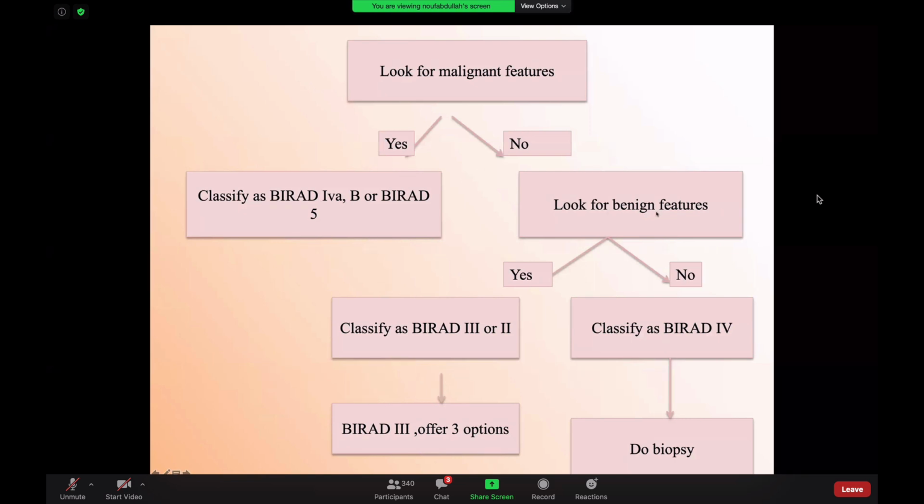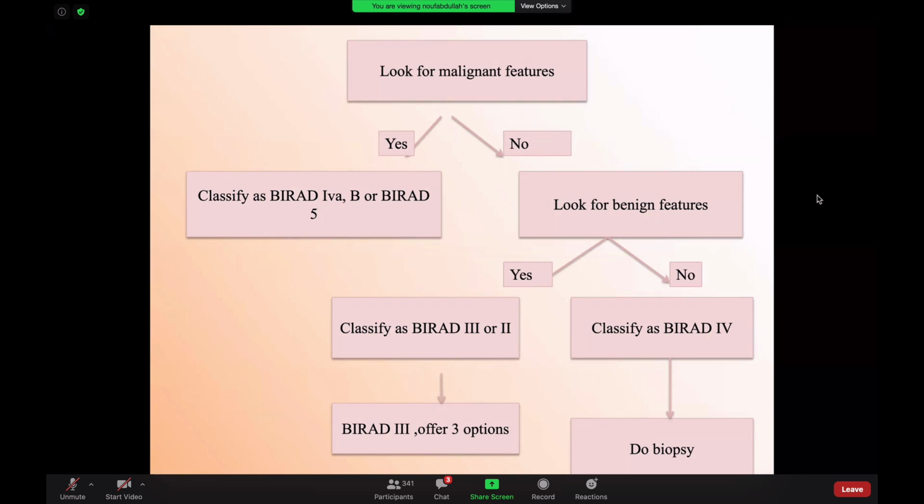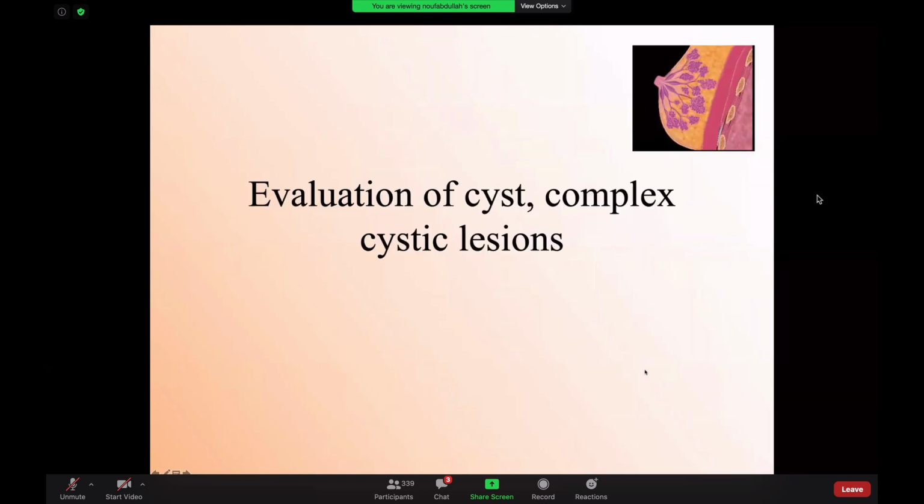If you don't find them, then look for benign features. What are the benign features? Oval shape, homogeneous hypoechoic lesion, thin echogenic capsule, BI-RADS 3. If I have an echogenic lesion, then I'm dealing with a BI-RADS 2 because it's a fat-containing lesion. If I don't find any of the features that we talked about, BI-RADS 3 or BI-RADS 2, then I go back to square one, which means that I'm probably dealing with a suspicious lesion, BI-RADS 4, and I need to do biopsy.